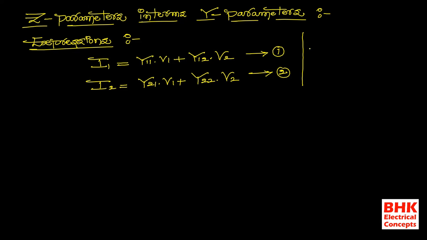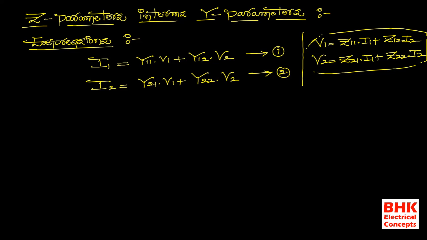But what are the impedance parameter expressions? Those are V1 is equal to Z11 I1 plus Z12 I2, V2 is equal to Z21 I1 plus Z22 I2. Now what is our target? Actually our target is to get these expressions. If we get these expressions, we can directly say that the impedance parameters are Z11, Z12, Z21, Z22.